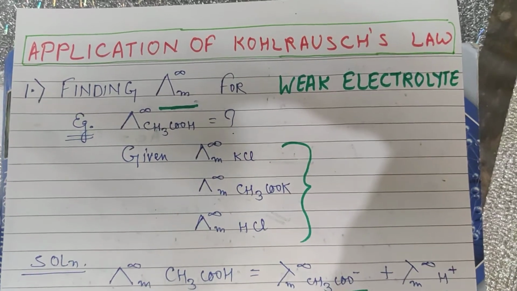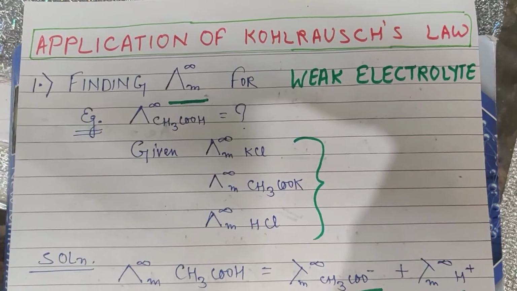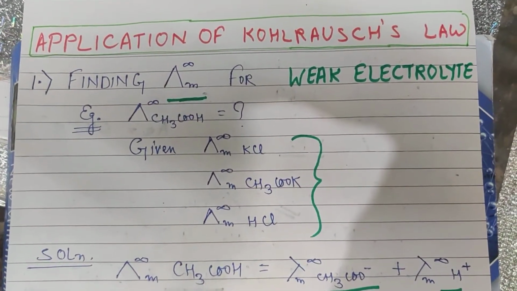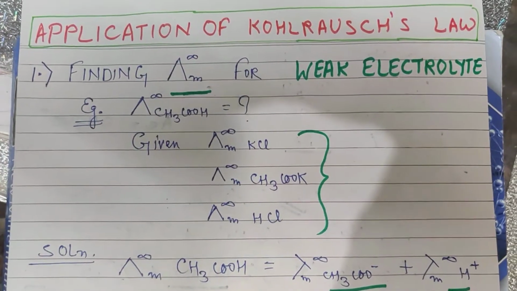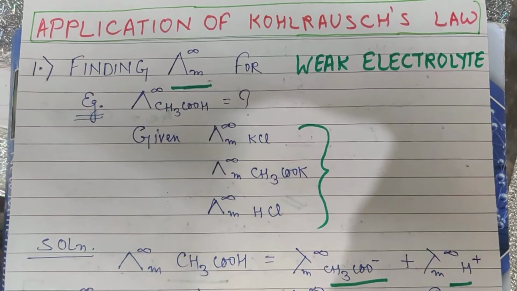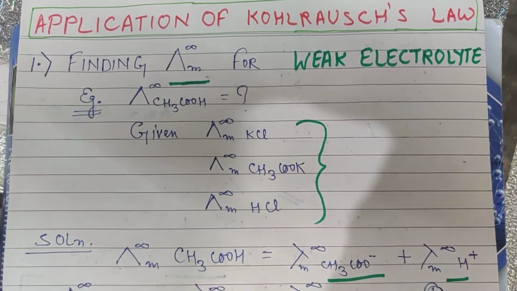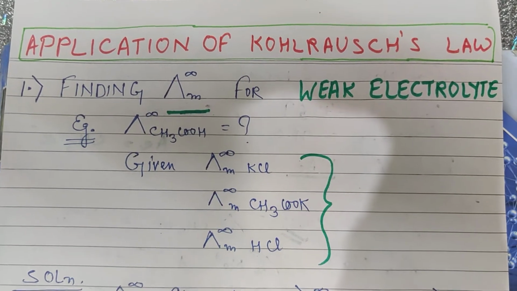Now moving on to the application of Kohlrausch's law. Since you have understood the meaning of Kohlrausch's law, children, you will be able to easily apply it to various calculations. So the first calculation is to find the molar conductivity at infinite dilution for a weak electrolyte. This is the main purpose for which the law was given.